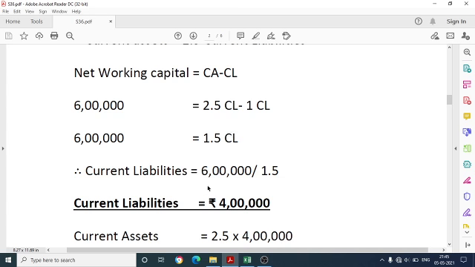So once you get liquid asset, definitely you can calculate closing stock. So I told liquid asset is equal to current asset minus closing stock. So when you require closing stock, what we will do here, the stock value will get to another side. So in that case, current asset minus liquid asset. So 10 lakh minus 6 lakh. So that will give you closing stock worth rupees 4 lakh.